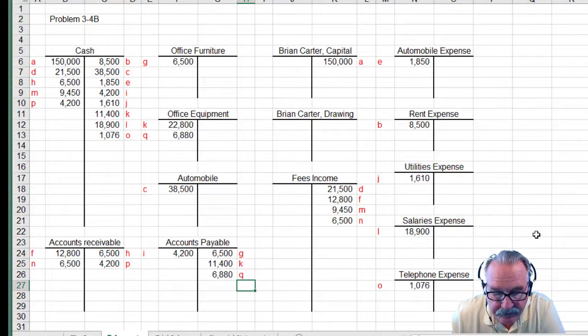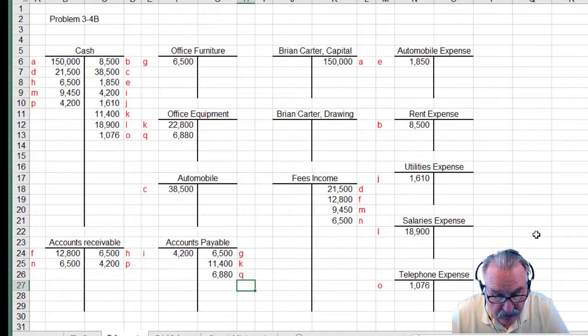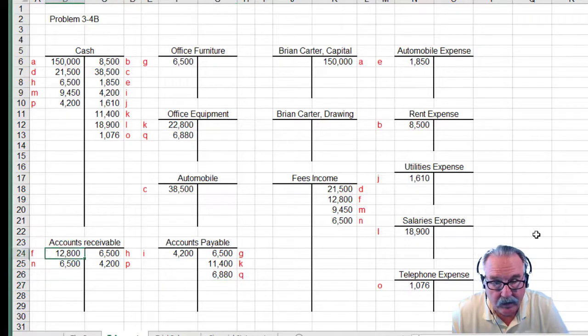R, paid $900 in cash for gasoline. Man, that's a lot of gasoline. Purchased for the automobile during the month. This attorney must do a heck of a lot of driving. It could be like the Lincoln lawyer. Paid $900 in cash. Cash is going down. So that's a credit to cash. $900. This is transaction R. And we will debit automobile expense for the gasoline.